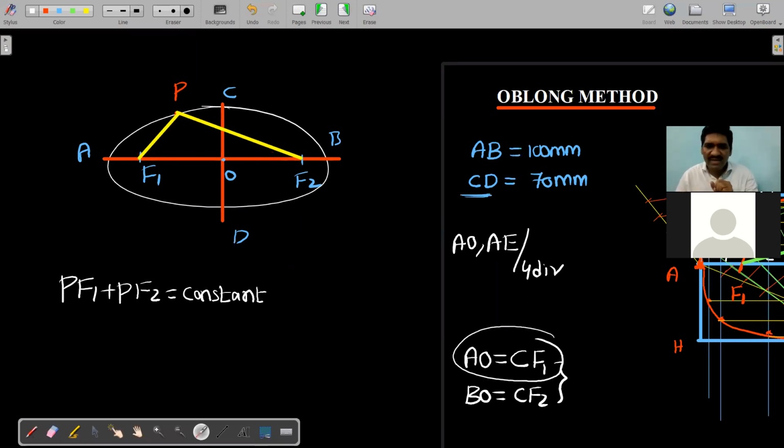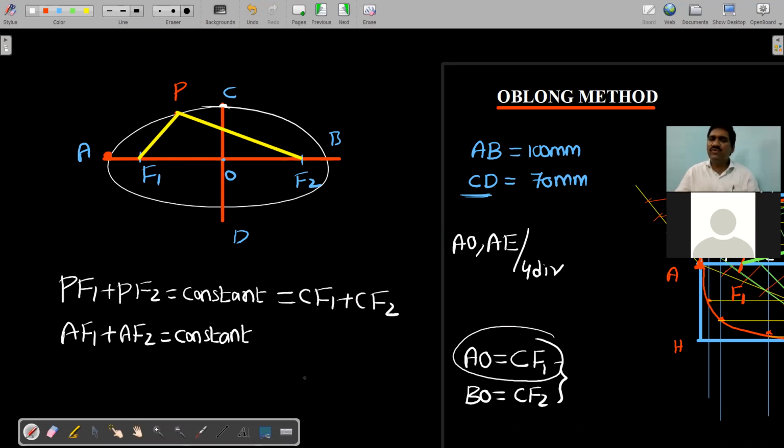Now tell me all of you, can I say that A is also a point on the curve or not? Now, A to F1 plus A to F2 will also remain constant or not? Am I right, all of you? In the same way, C is also a point on the curve. Therefore, I can write this is equal to C to F1 plus C to F2, because it is also constant. In the same way, I can write B to F1 plus B to F2. It remains constant.